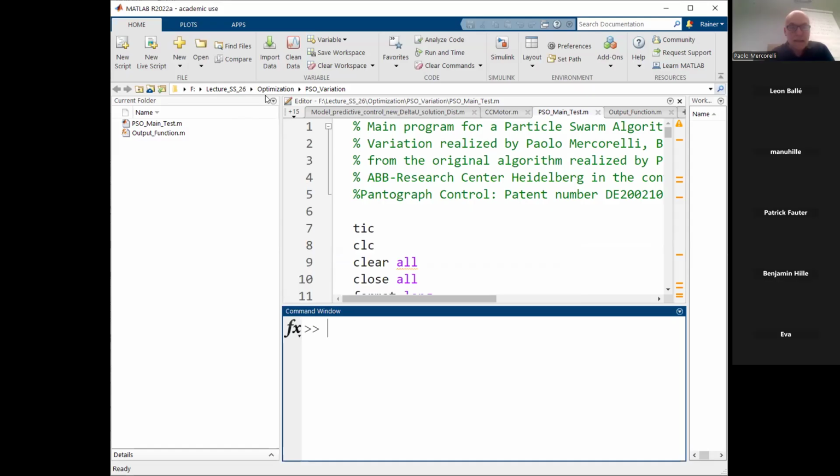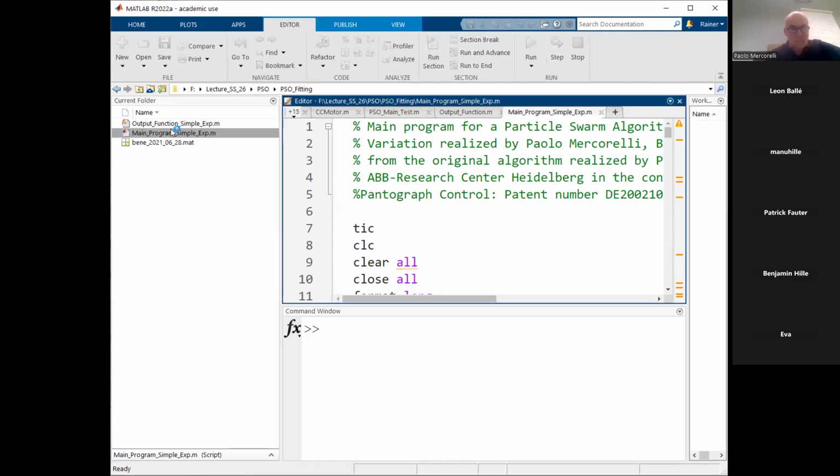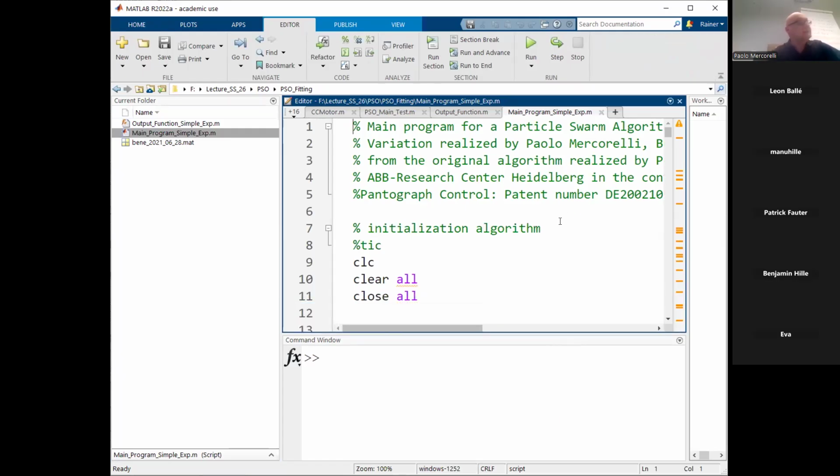Okay, let me go to the files. Look, did you have these 3 files? Yeah. Now, look here. Let me open this main program, simple. You will see now in a few minutes that the structure here is quite simple.